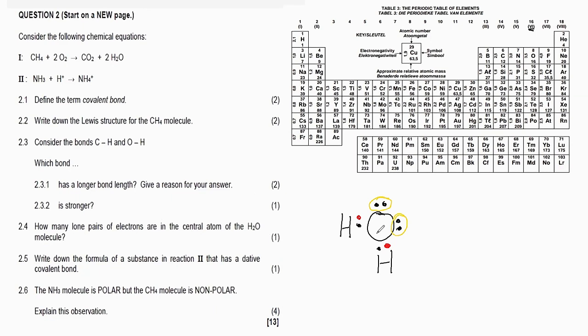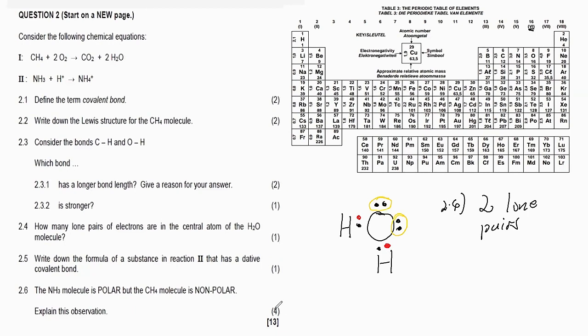Remember, our oxygen, because it is more electronegative than these hydrogens, goes as the central atom. So that means answering 2.4, we're going to say we have 2 lone pairs, right? We have 2 lone pairs, as we can see from here.